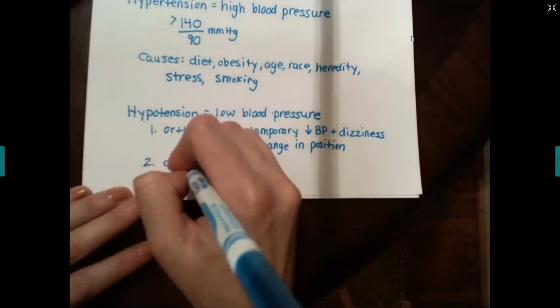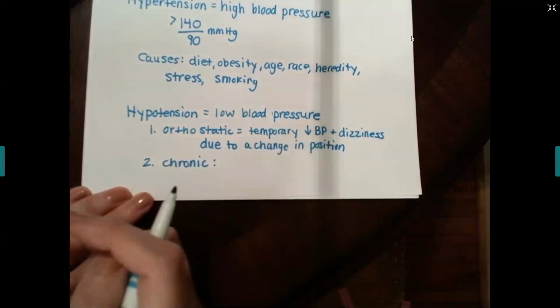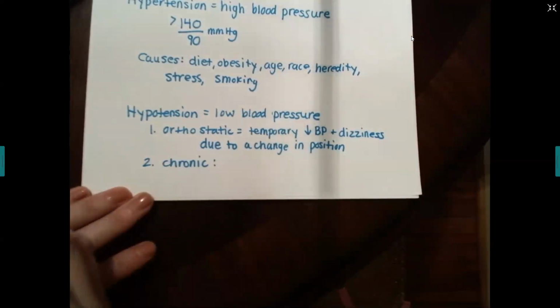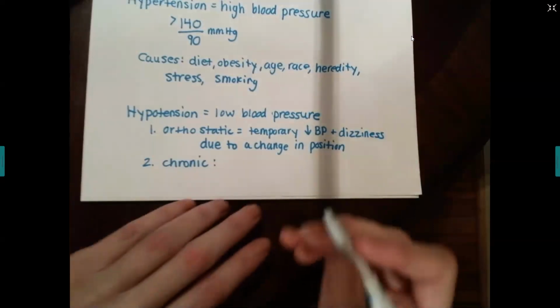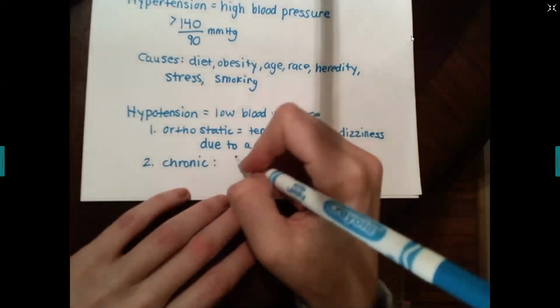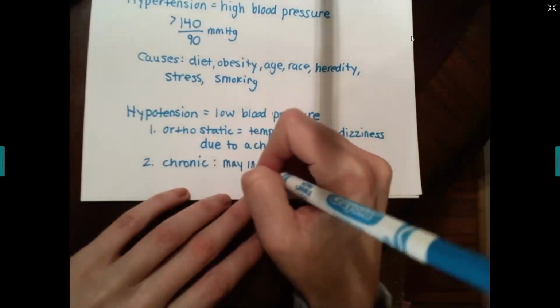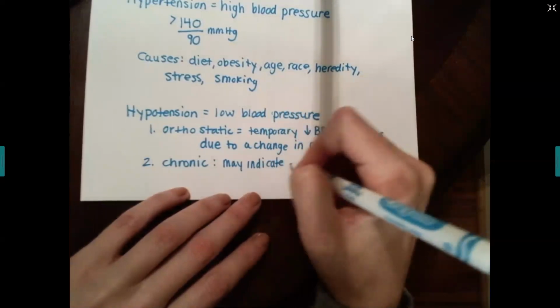Another one can be chronic. And chronic just means long-term, or not a quick or sudden onset of hypotension. And chronic low blood pressure may indicate poor nutrition.